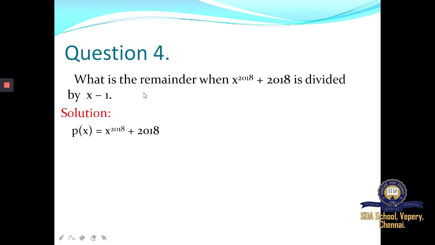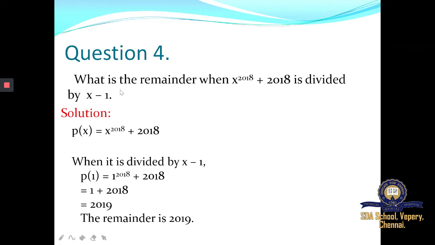Question number 4. What is the remainder when x to the power 2018 plus 2018 is divided by x minus 1? Let us write this given expression as p of x is equal to x to the power 2018 plus 2018. What is given to us? We have to divide it by x minus 1 and find the remainder. Again, simply equate this to 0. You will get the value of x as plus 1.